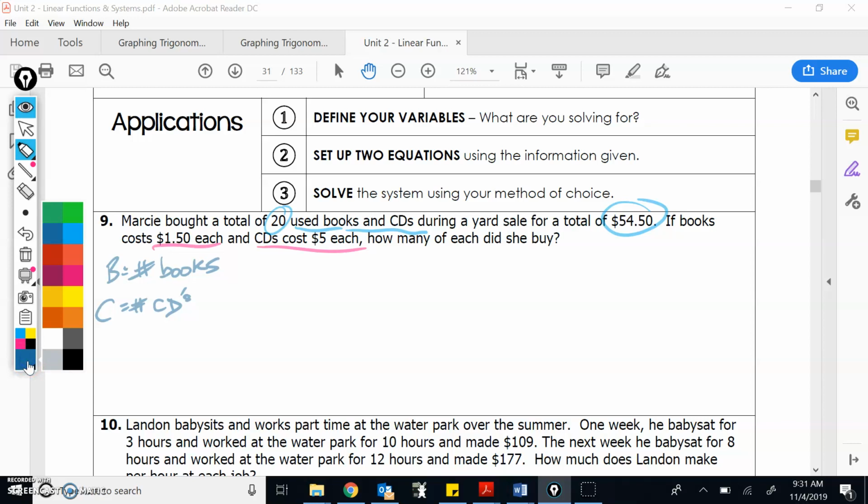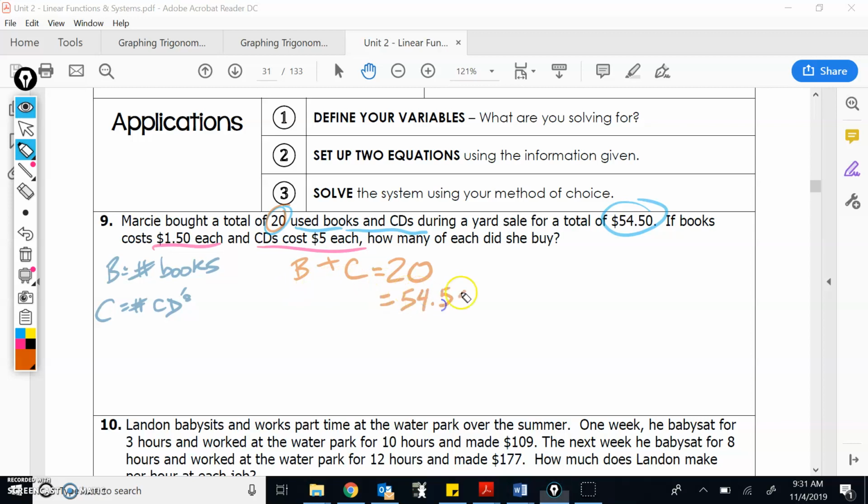Your 2 equations are going to be one with the cost and one with the amount that she bought. She bought books and CDs, but the total number of each was 20. The second equation talks about the total cost of money, the $54.50, so it's $1.50 per book plus $5 per CD. So now the hard part's out of the way. Now we just have to solve.